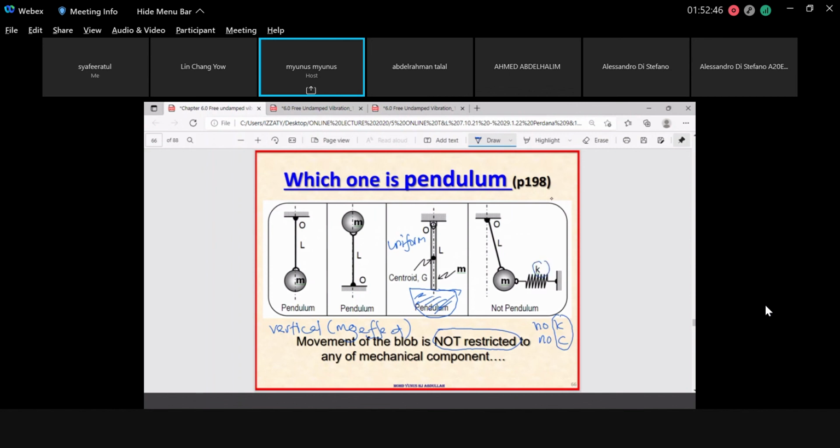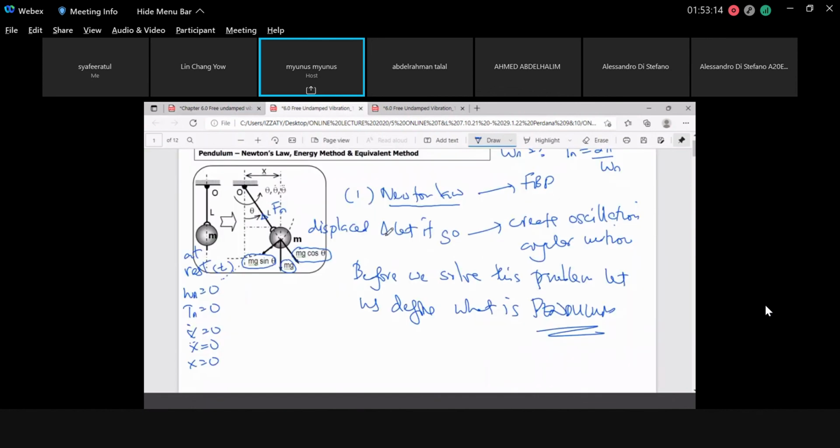This is K, so this one is restricted. Not restricted means free motion. This one is not free, it's controlled by K. Right? So this is not pendulum, this is not pendulum. This is yes, this is yes, this is yes. Okay? Clear? Now we move to one. As you look at here, very carefully, this one has no restriction. There's no K attached to M, attached to the pendulum or the ball.